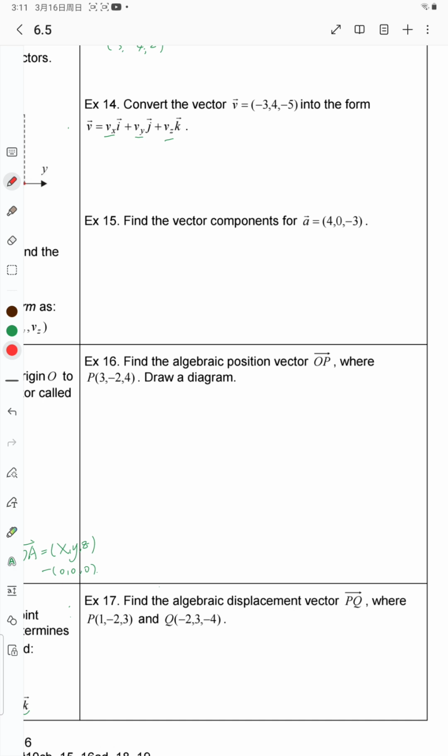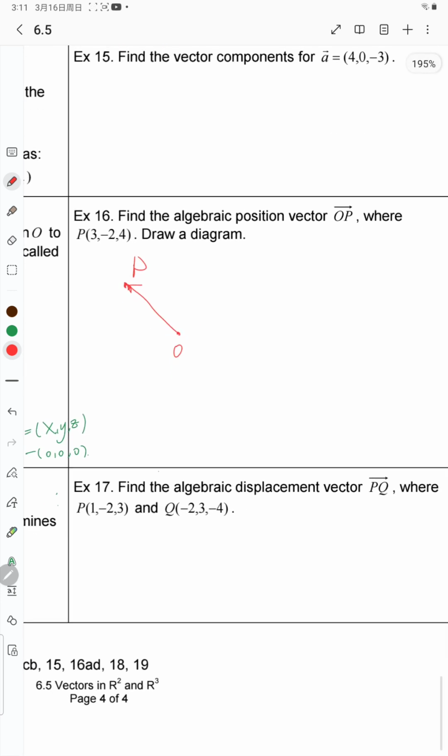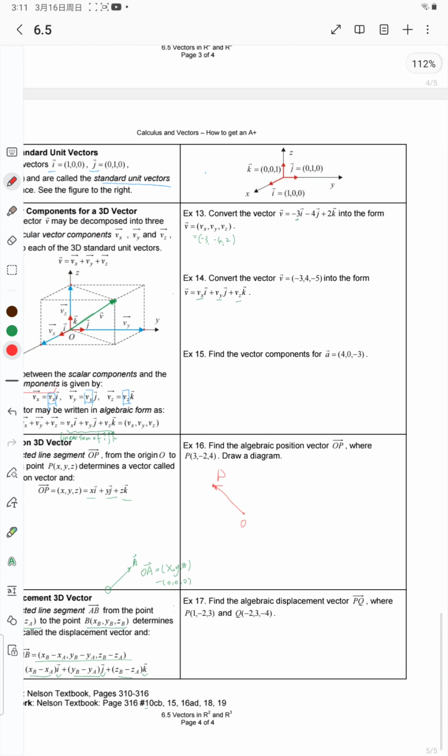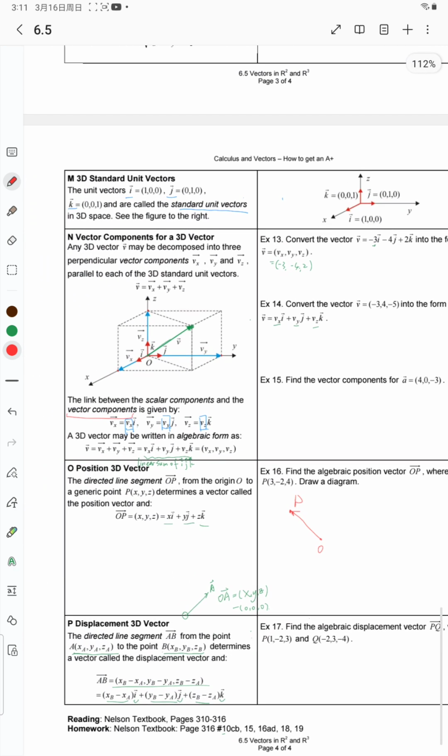And then the algebraic draw diagram, exactly like I said, from the origin, and then P, I guess P is here. Okay, I think this is a little bit too obvious. Okay, I think we're going to end this section.